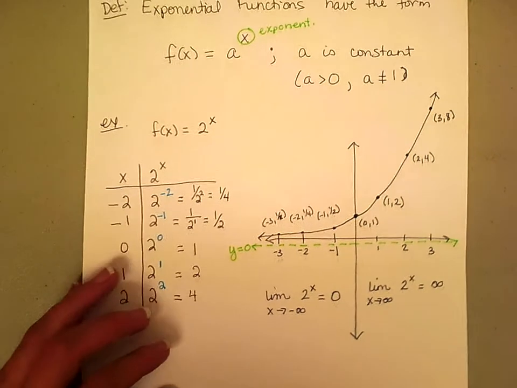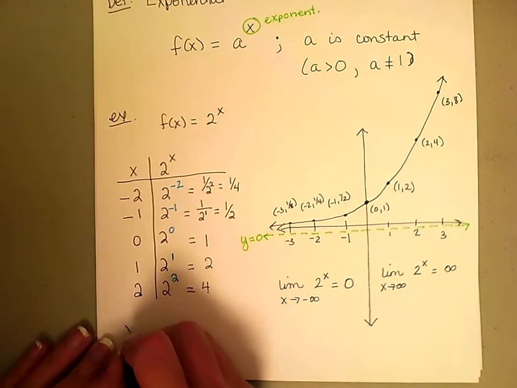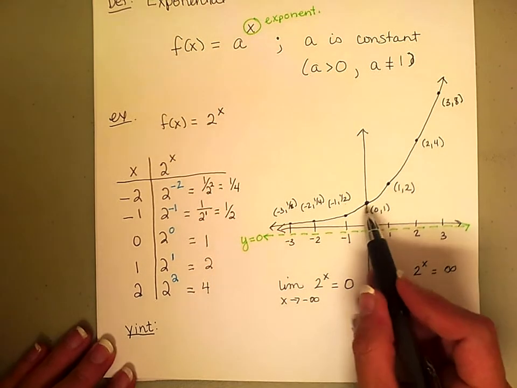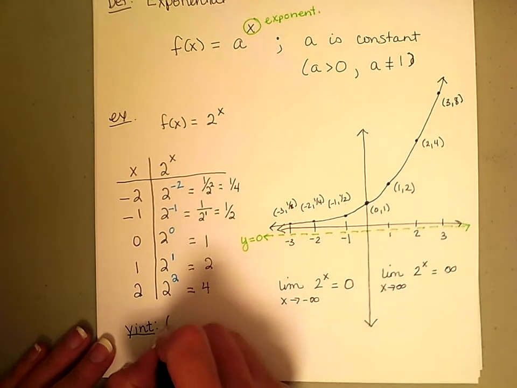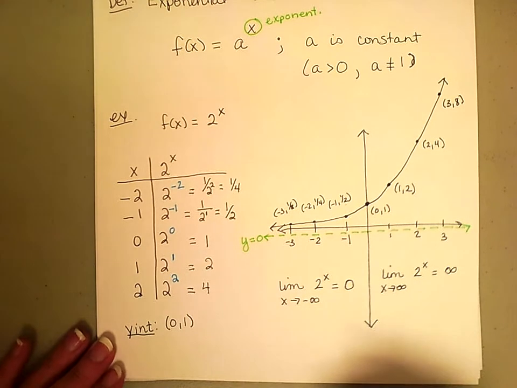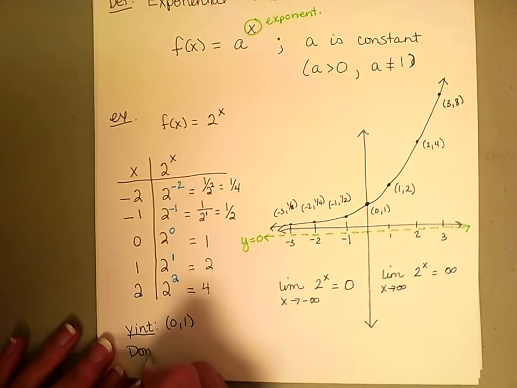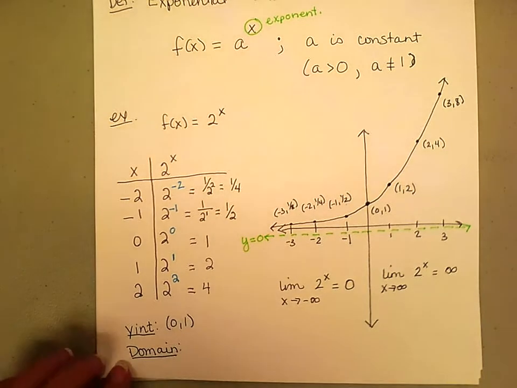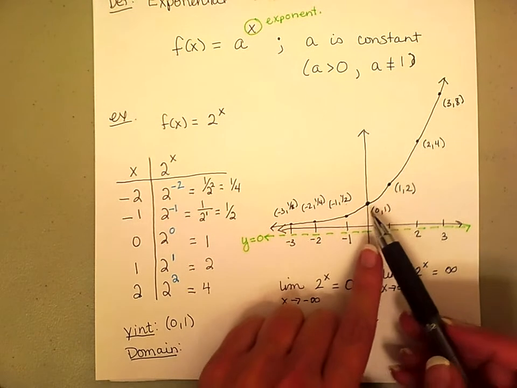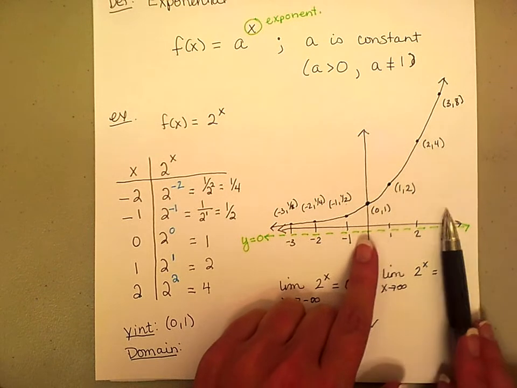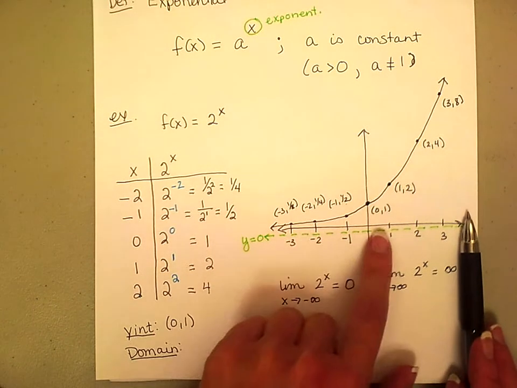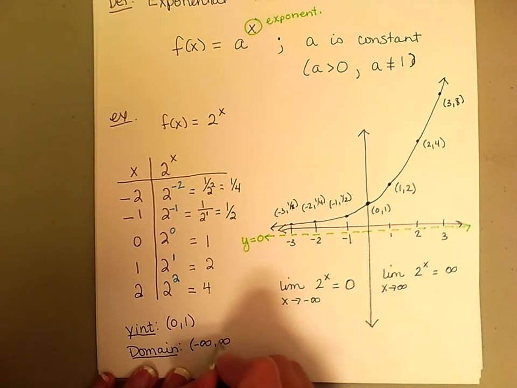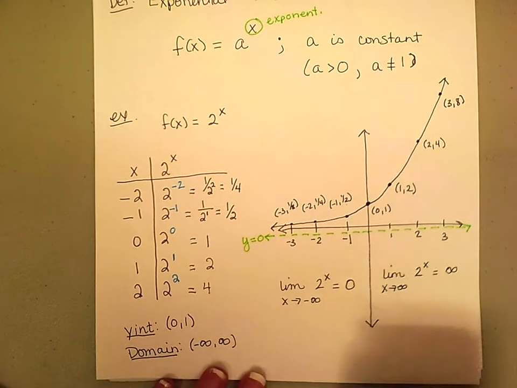And let's ask ourselves some questions now that we've done this. What is our y-intercept? Well, when x is 0, y is 1. What is the domain? Well, looking at the graph, I can see that there's not a value of x that I need to exclude. So the domain will go from negative infinity to infinity. That is all real numbers.